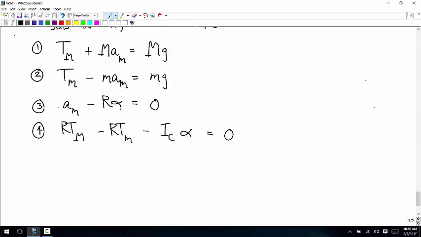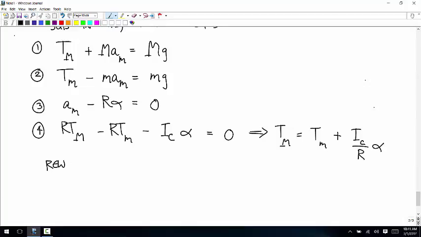Okay, so what we're trying to find is A sub m. So equation 4 here says tension big M is equal to tension little m plus I sub c over R alpha. Right? Does that look right?